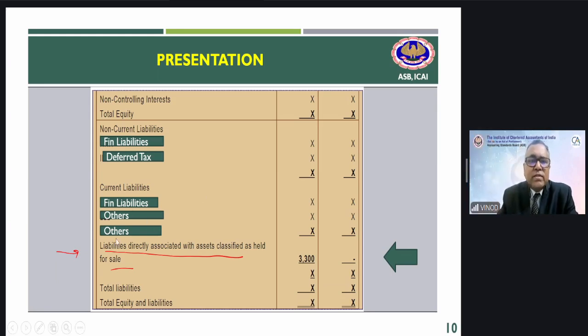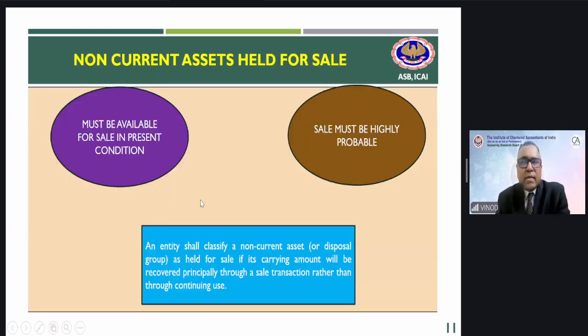We will go through it in detail. This is just for us to understand, so that when we pick up the standard, we are clear on what we are trying to do. Held for sale means there are certain conditions to follow. The asset must be ready for sale in present condition. The chances of the sale must be highly probable.